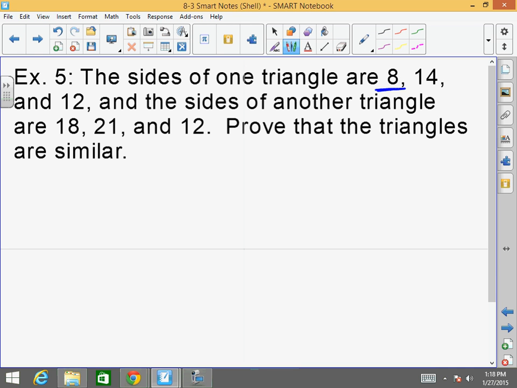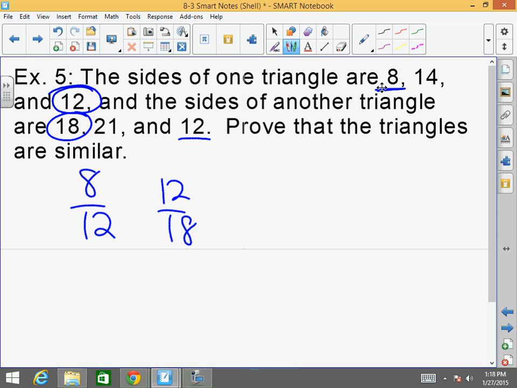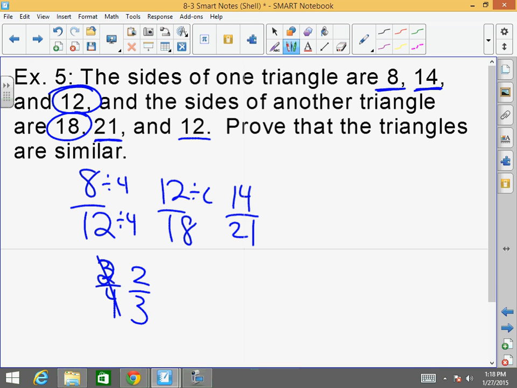Small is 8 and small is 12. Okay, so small to small. Then middle is 12 to middle 18. And then large 14 to large 21. Okay, now we got it. So when I divide this, I can divide this by 4, giving me 2/3. I can divide this by 6, giving me 2/3. And I can divide this by 7, giving me 2/3.